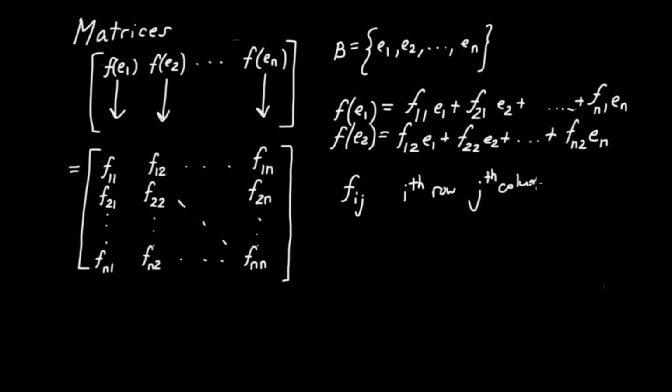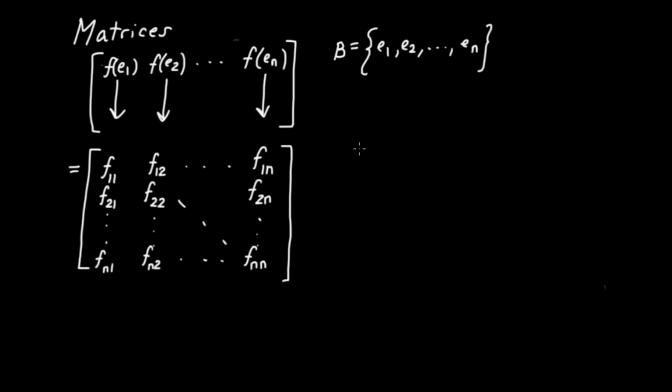Now, since it's in the jth column, it's going to have something to do with how f operates upon e sub j. And since it's in the ith row, it's going to be the ith place down. It's going to be the ith component of f of ej when this thing is expanded as a linear combination of the basis vectors in B. So that's how you read these matrix elements.